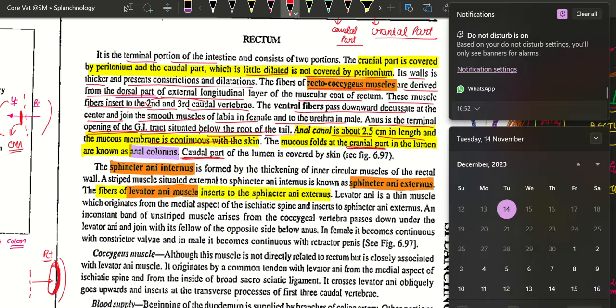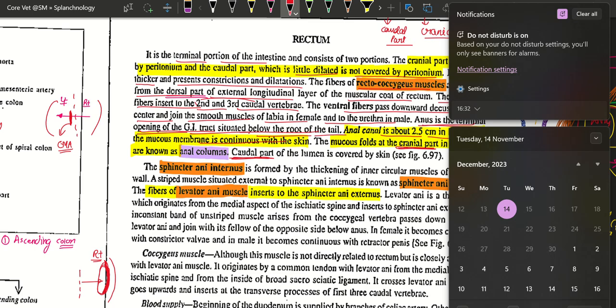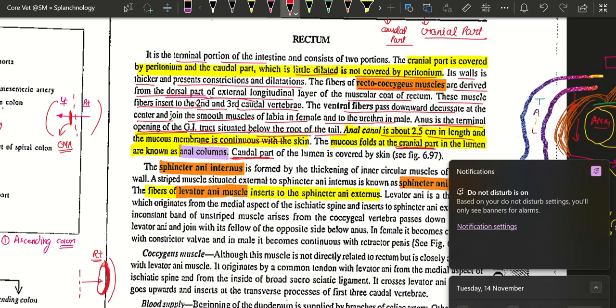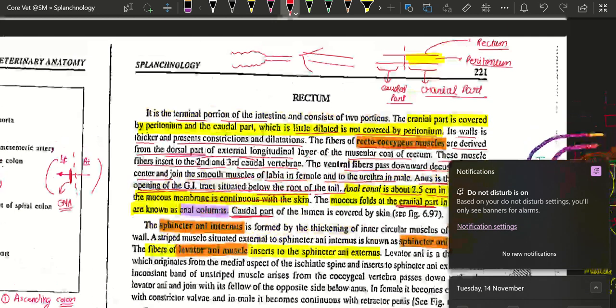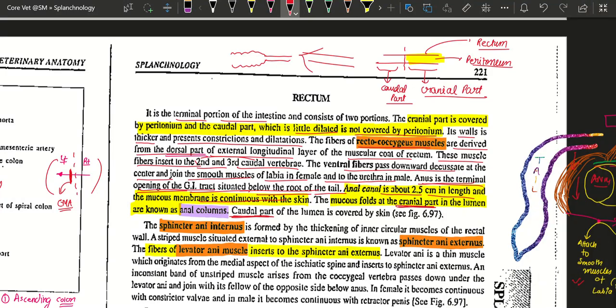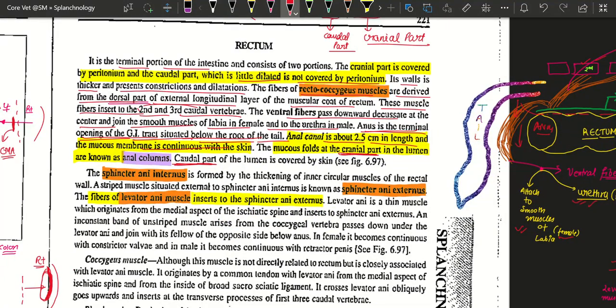So this region, this portion will be continuous. Okay, this will be continuous from the skin, right?